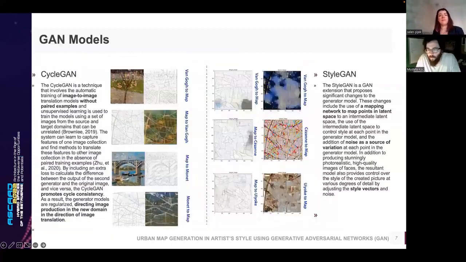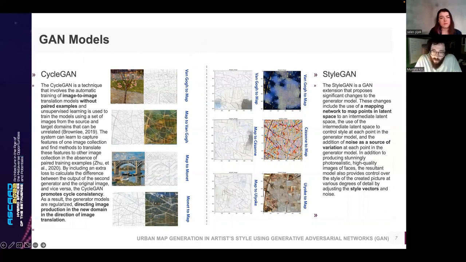This CycleGAN is a technique that involves the automatic training of image-to-image translation models without paired examples and unsupervised learning. It is used to train the models using a set of images from the source and target domains that can be unrelated. The system can learn to capture features of one image collection and find methods to translate these features to another image collection in the absence of paired training examples.